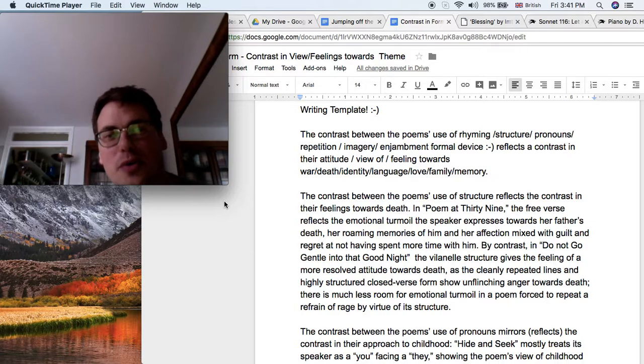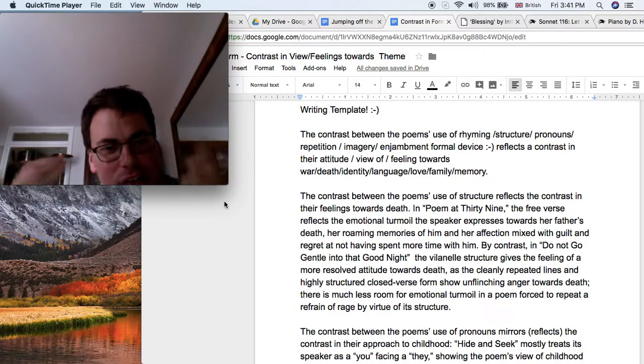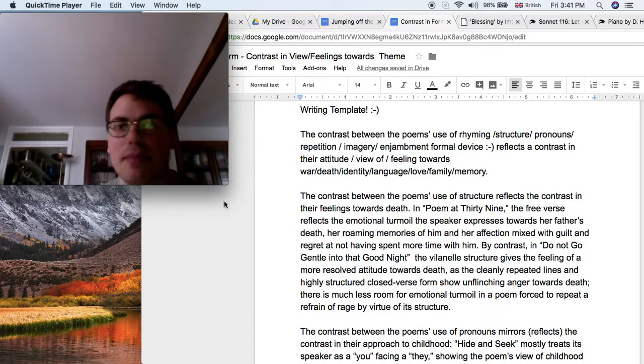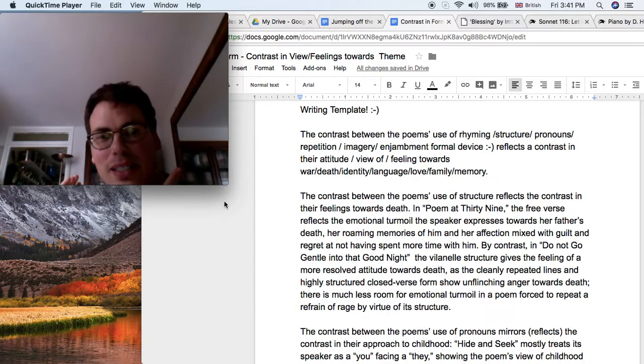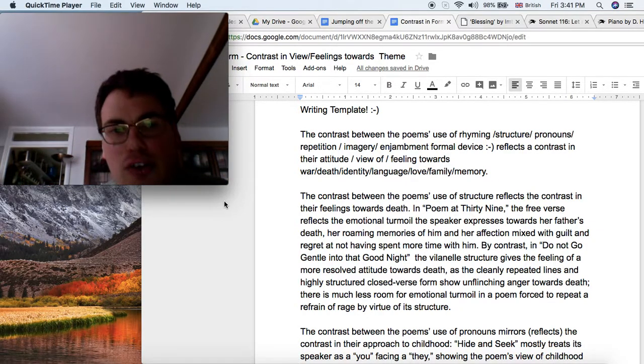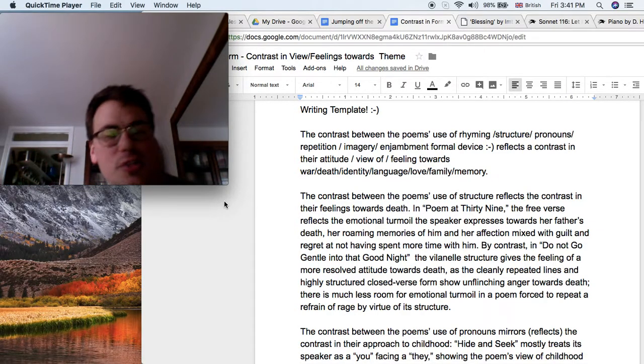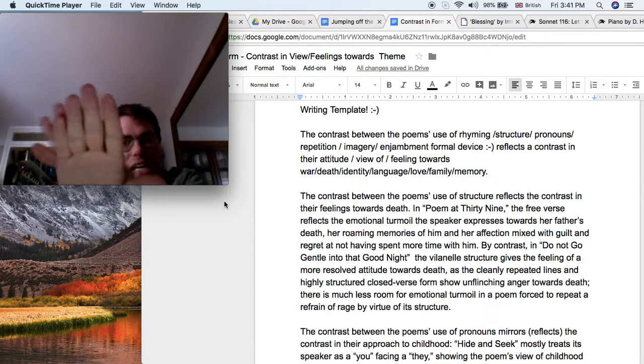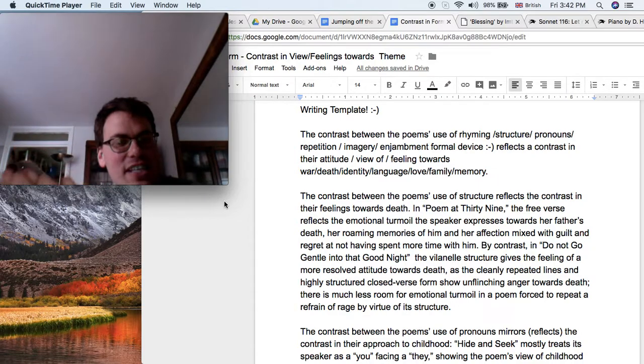But what do we do with this? I just want to give you yet another writing template for how we take a contrast in form and we turn it into a contrast in meaning. We just basically say, why is there a contrast in formal devices? Because there's a contrast in attitude.